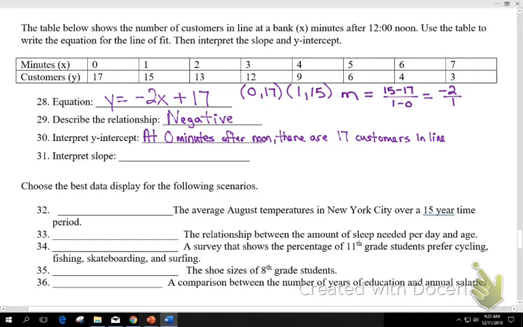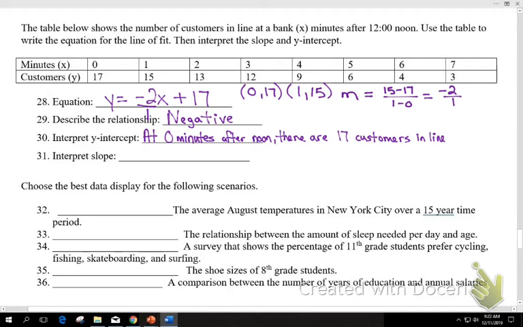X is affecting Y. Okay, so look, as X is changing, okay, what does this -2 mean? -2. Okay, so can we put that into a sentence? Now, you can also think of it as -2 is rise over run. So -2 is my Y value, which is customers here. And 1 is my run value, which is minutes. That might help you.